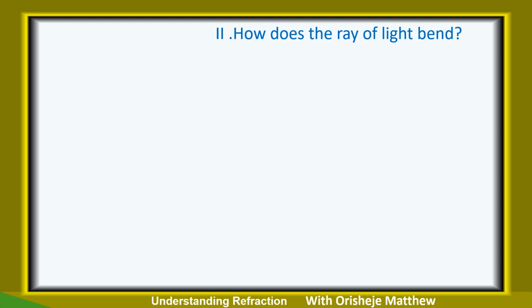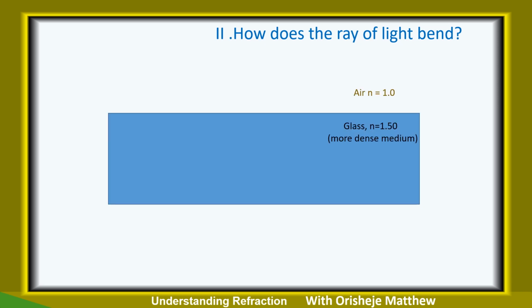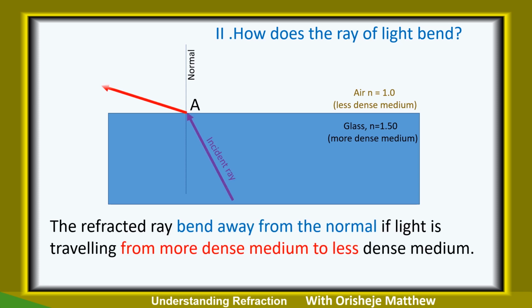How does the ray of light bend when the light is traveling from a more dense medium to a less dense medium? The refracted ray bends away from the normal. In this case, it's traveling from glass to air. So you discover that the ray bends away from the normal.